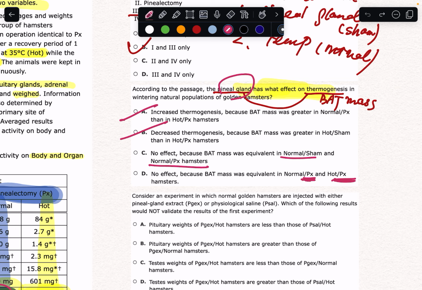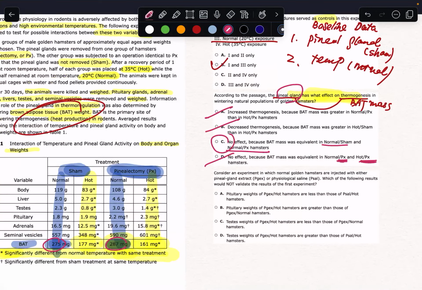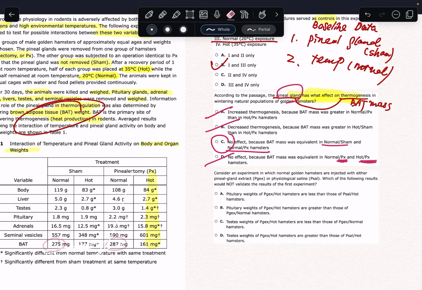And I crossed out A and B, and then that leads me to C, okay? All right, so that's just the two ways you can approach. Now let's clean this up a little bit and then do the last problem, okay?